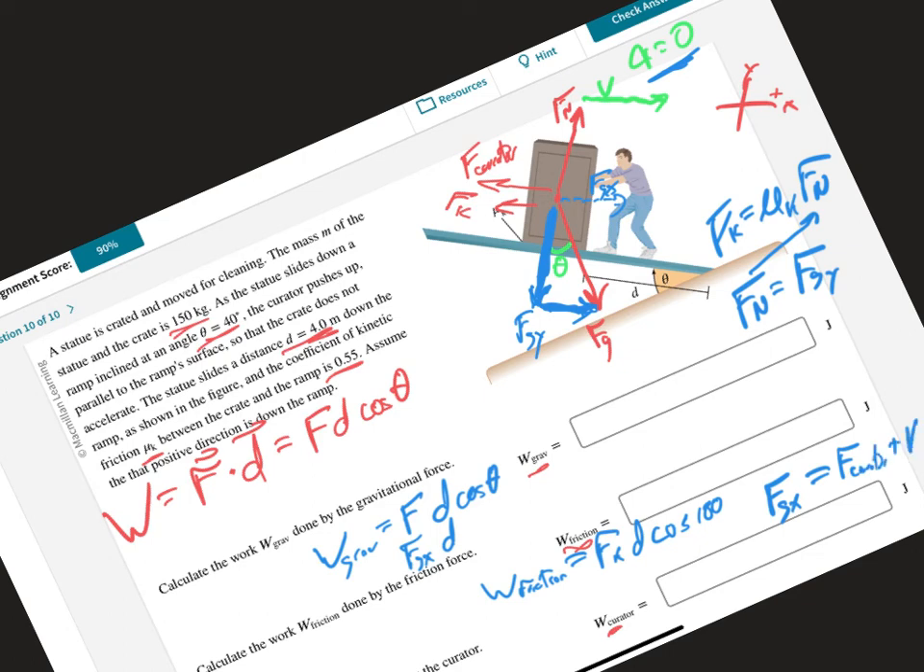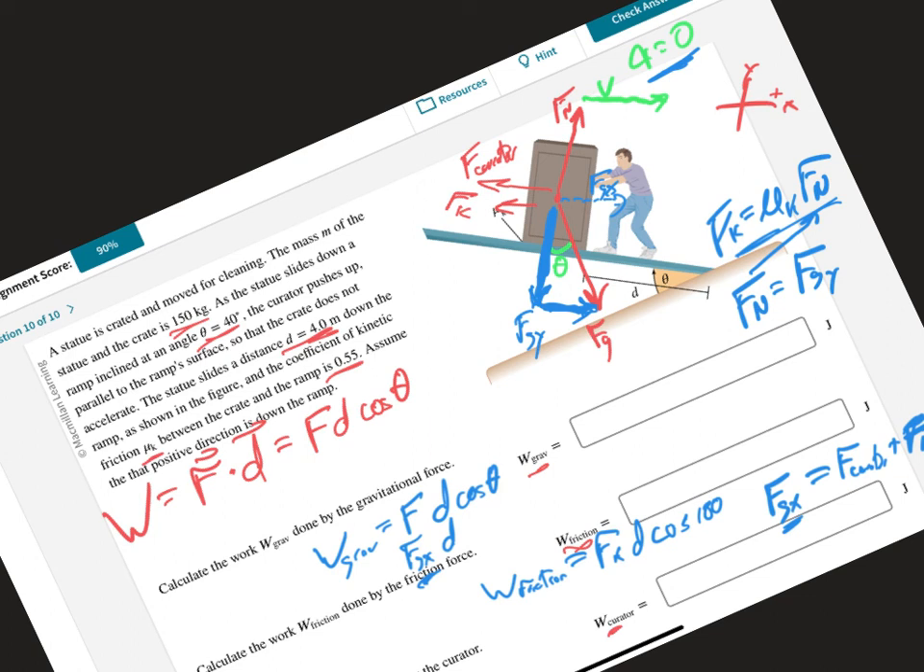plus F of kinetic friction. We figured out F of kinetic friction up here. And we figured out Fgx in our first part up here. The only thing we don't know is force of the curator. So we can solve that equation for force of the curator. It's going to be Fgx minus Fk.